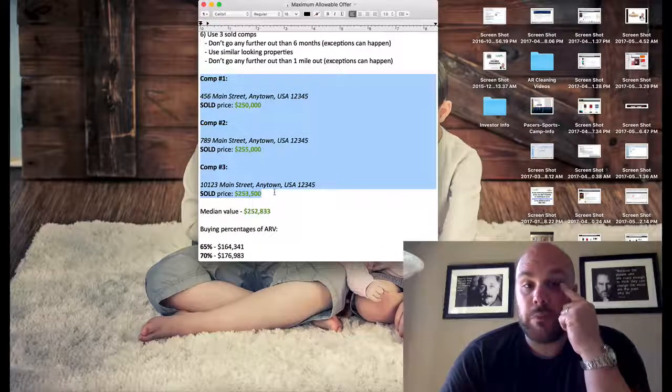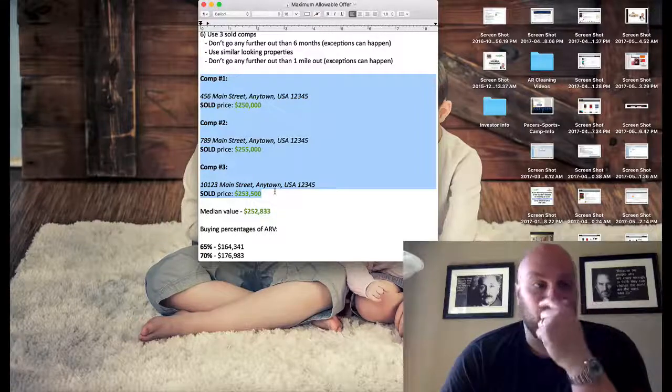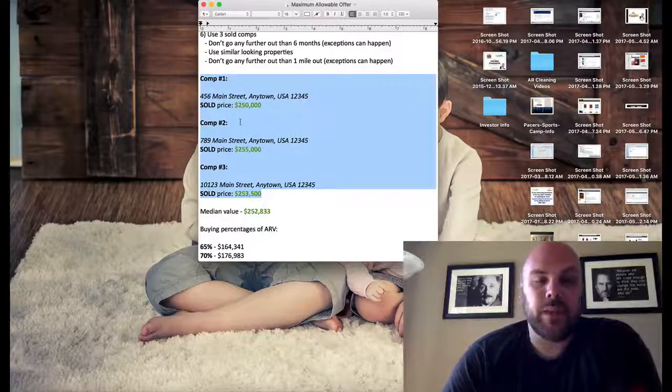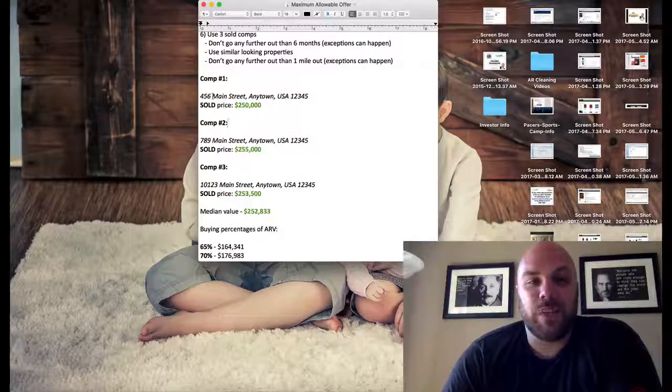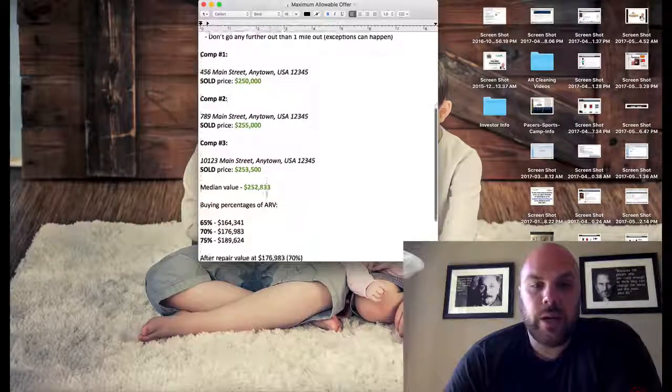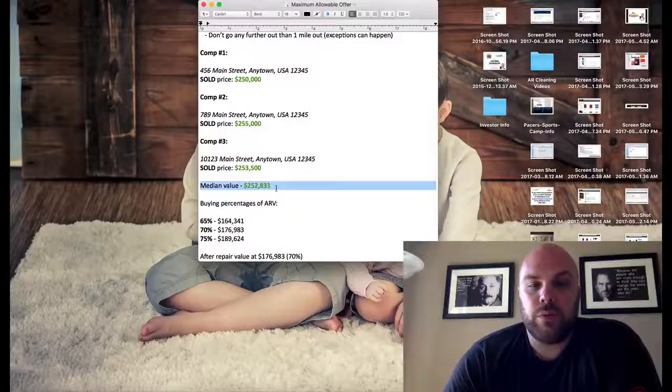I put together 3, and they all are on Main Street, of course. So for the example, comp 1 sold for $250,000, comp 2 sold for $255,000, comp 3 sold for $253,500, and then the median range value. This is key.